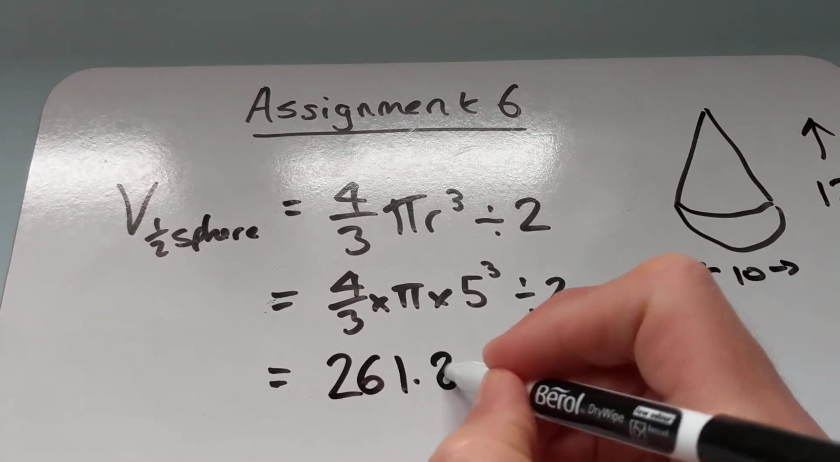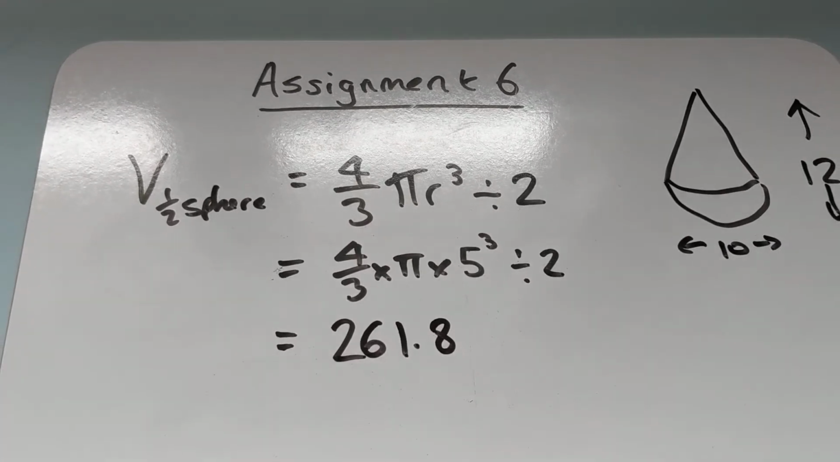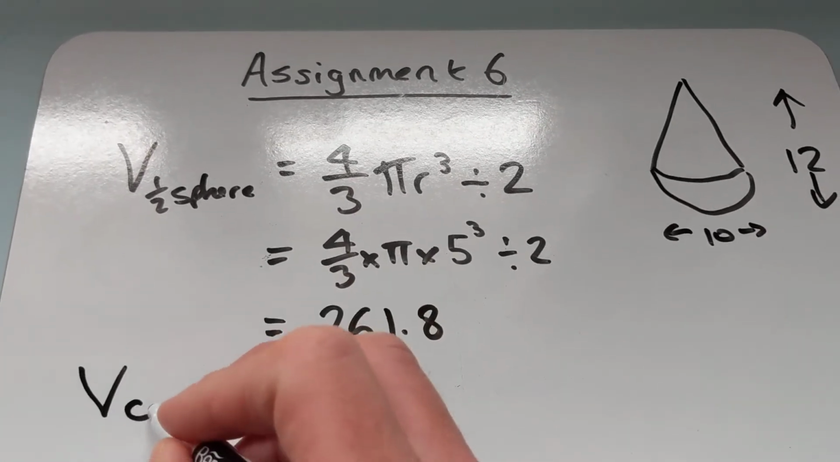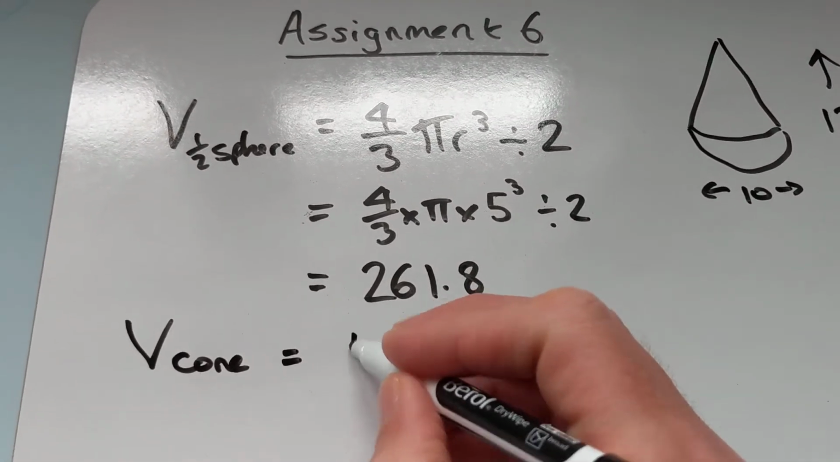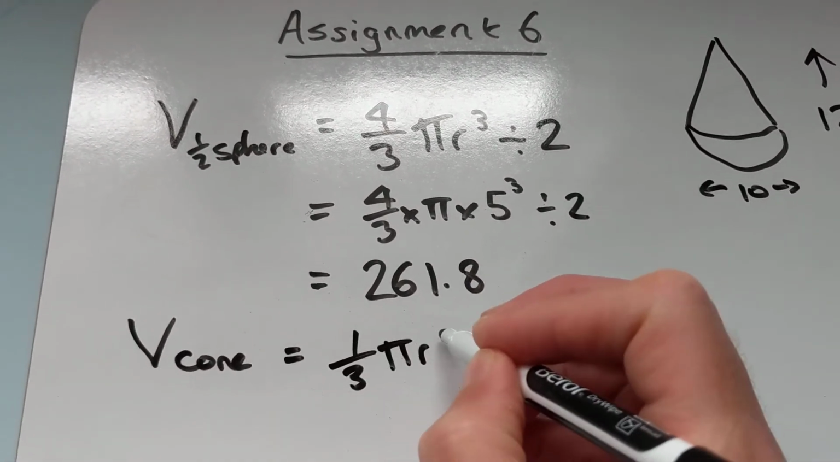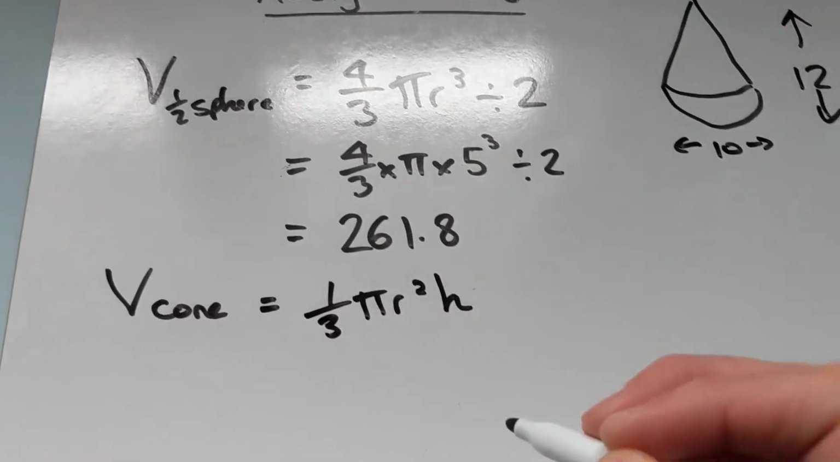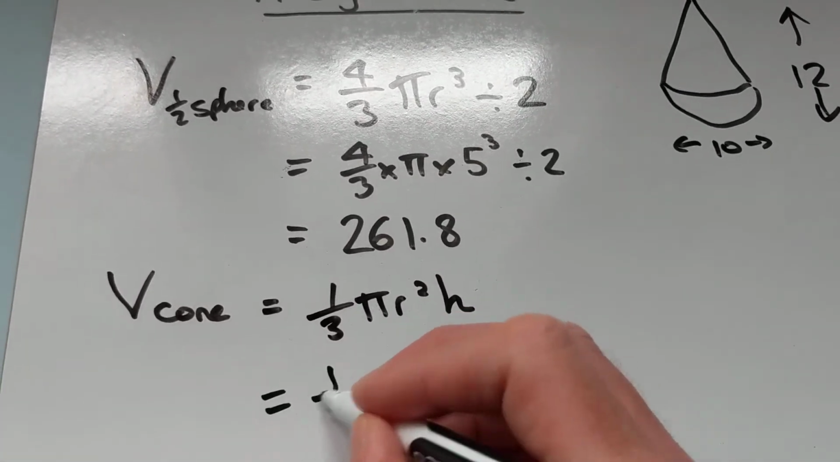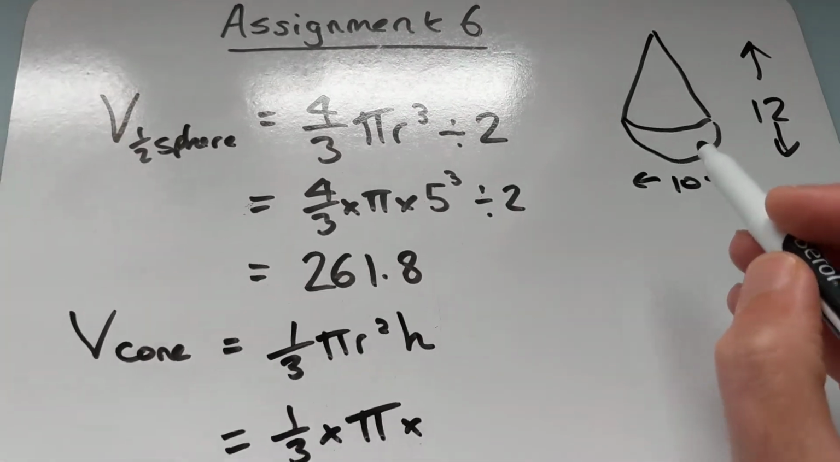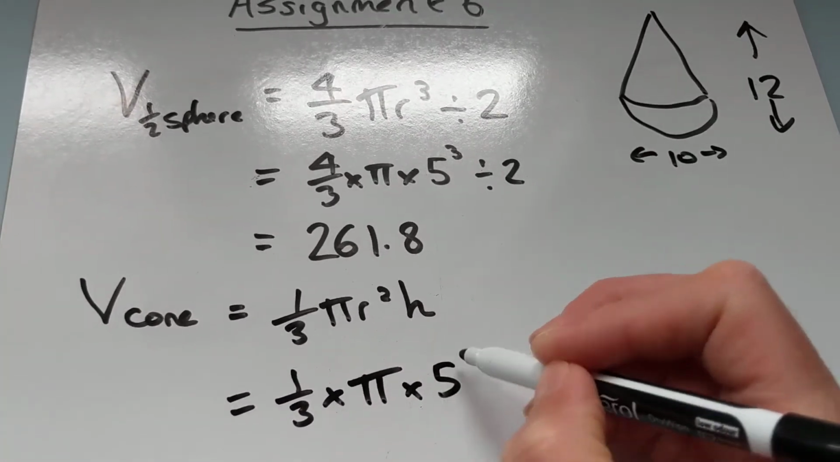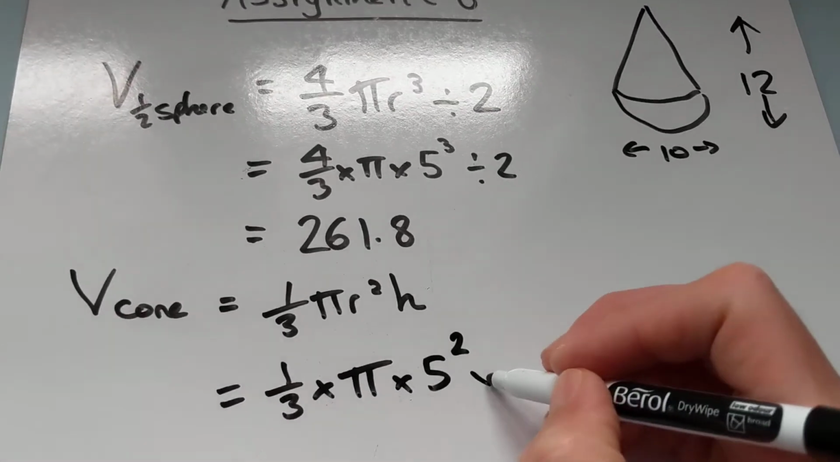So if you do that carefully, the answer that you should get in your calculator is 261.8 roughly. The volume of the cone, again in your formula list, is 1/3 pi r squared h. On this occasion you're doing 1/3 times pi times the radius squared. The radius of your cone is the same as the sphere, it's still 5. Then times by the height of the cone.